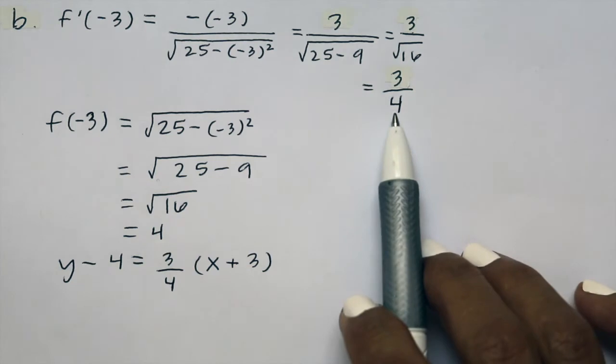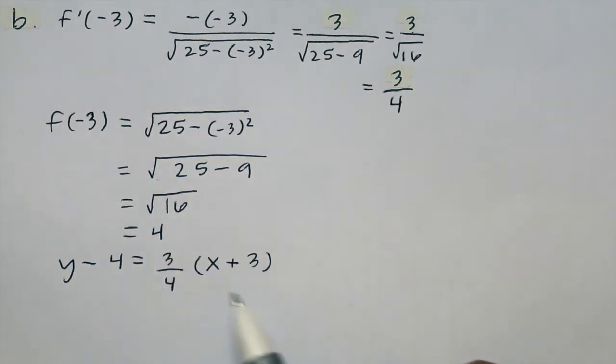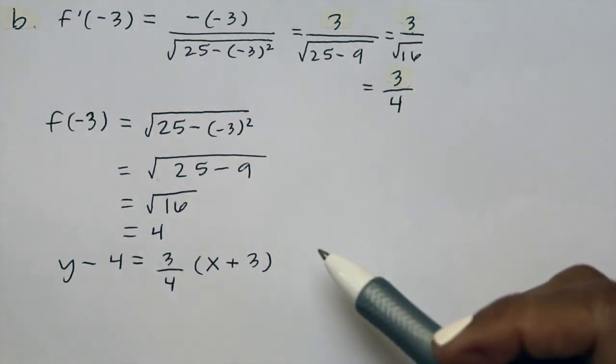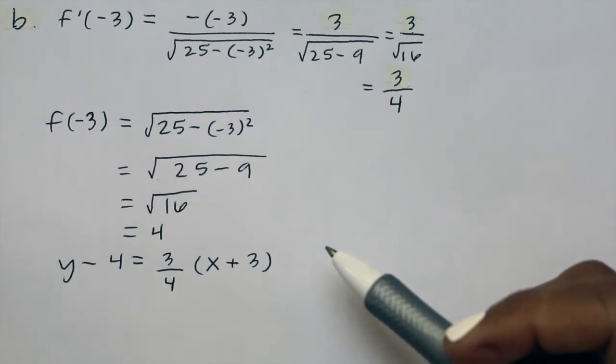So we're taking the slope and the x and the y value, plugging them all into point slope form, and you get the equation y minus 4 equals 3/4 times the quantity x plus 3.